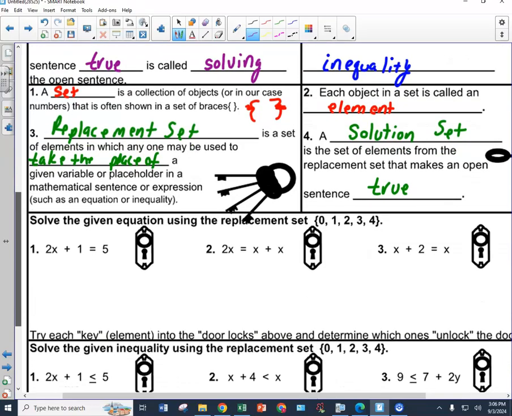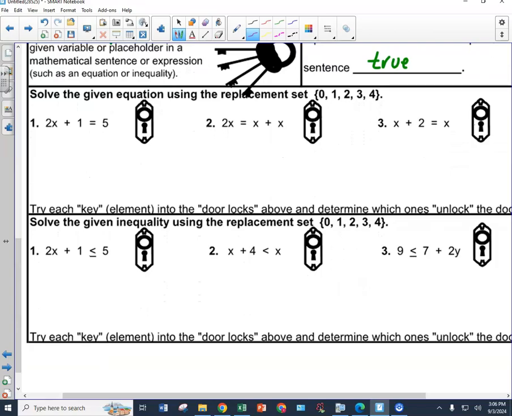All right, so we're going to do a few examples. Our keys are up here. That's our replacement set right there. And 1, 2, and 3 here are our equations for this section. So we're literally going to substitute in the value and see which one works. 2 times 0 plus 1 equals 5. Does the left-hand side equal the right side? Well, 2 times 0 is 0. 0 plus 1 is 1. Does 1 equal 5? That is clearly not true. So then we try the next one.